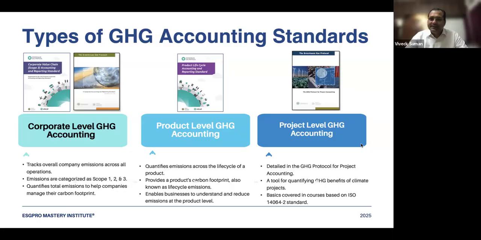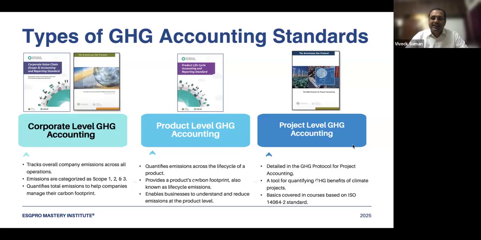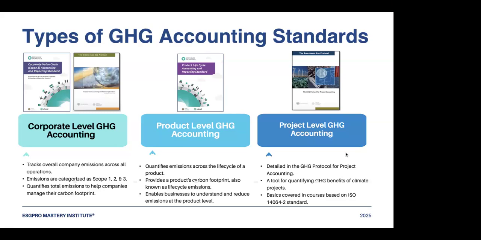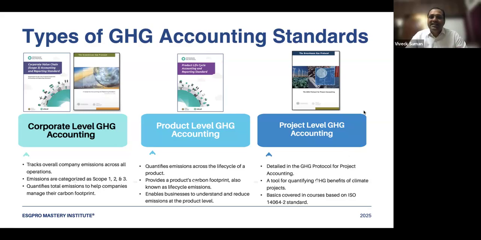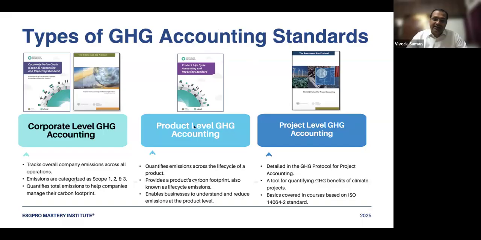Anybody else want to give it a try? It is basically a carbon removal project, or a carbon offset project. Absolutely correct. It is specific to carbon removal projects where you are making a positive effort. To calculate that, project level GHG accounting is essential, which we have learned. Be careful on these two standards: 14064-2 in ISO covers this part, and in GHG accounting it has a separate booklet which you need to refer to.